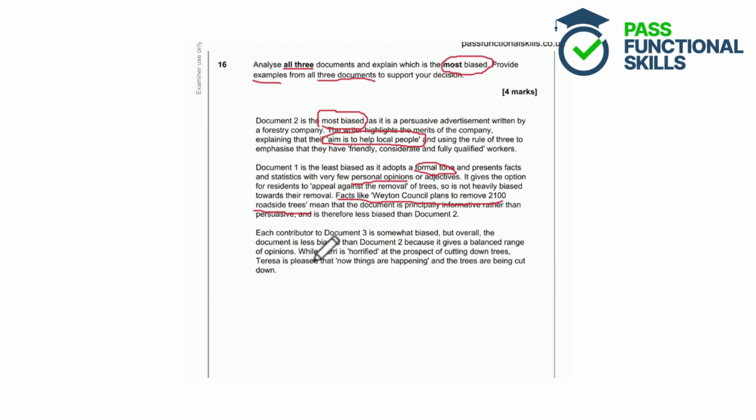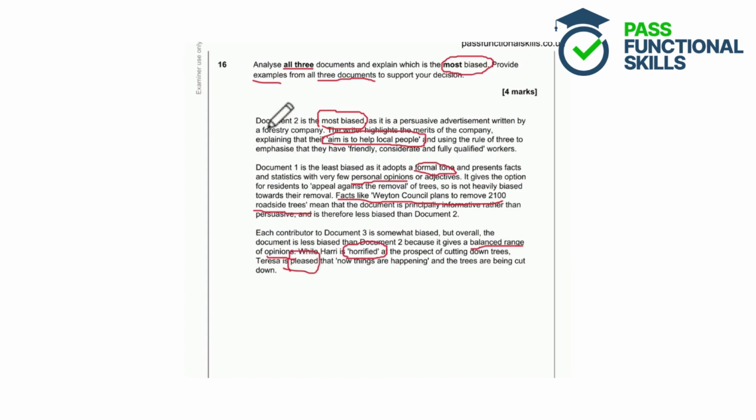And then finally, we have talked about document 3. So we said document 3 is somewhat biased, but overall the document is less biased than document 2, as it overall gives a balanced range of opinions through the different letters. And then we've got a couple of different examples of why that's the case. So Harry is horrified, but Teresa is pleased.